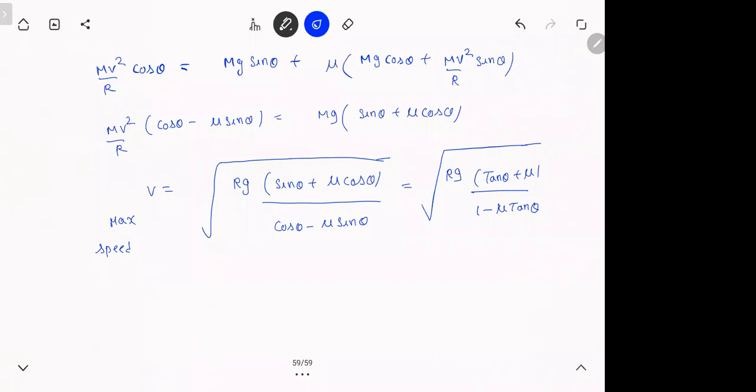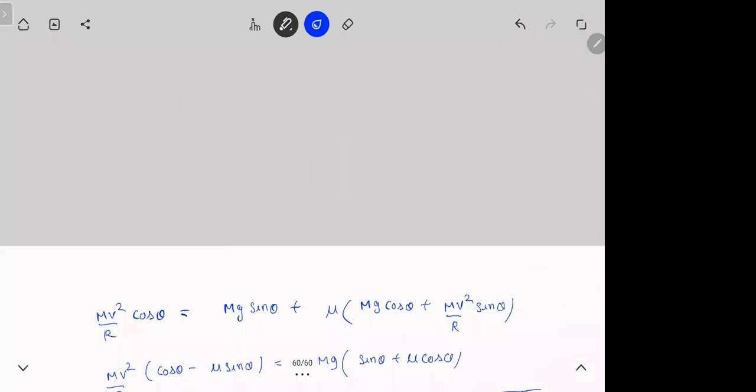Next thing. So just like a maximum speed, now there is a minimum speed also. Now what happens at the minimum speed? Now you're going so slow, the car will slide downward.